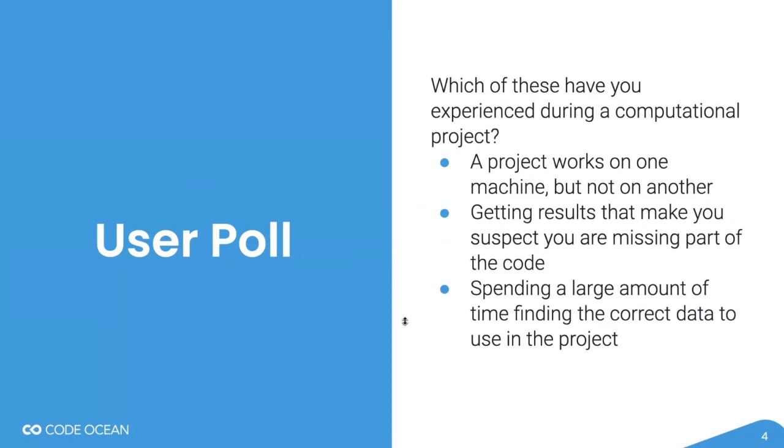So the results that I'm seeing on my end are that a large number of the audience has voted for the first option, that a project will often work on one machine but not on another. And I also see a lot of audience members have the experience of having some difficulties finding the correct data. And I definitely agree with the audience. I think those are pain points that I myself have experienced. So let's go over a quick visual. If we can end the poll, we can go over a quick visual of what that exactly would look like.